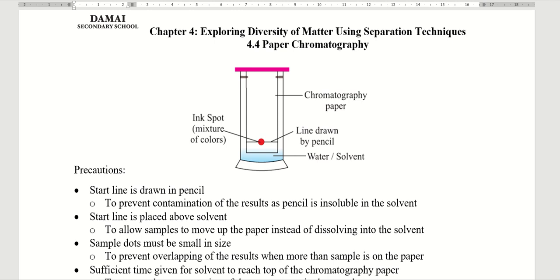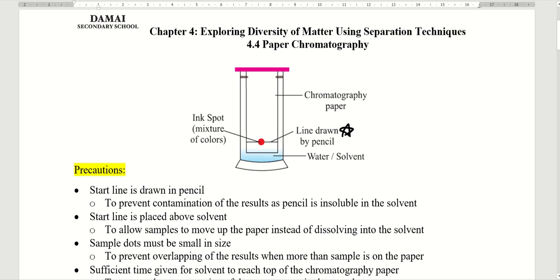Okay, in this question they use ink as an example. Ink is separated by paper chromatography, so we will be able to see what is making up the ink itself. The precautions are already stated in this portion itself, so please take note of them. What are the main precautions? Basically, the line drawn over here is actually in pencil.